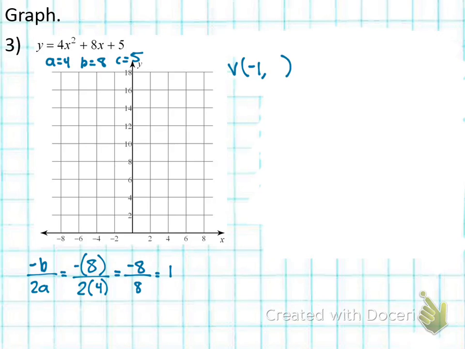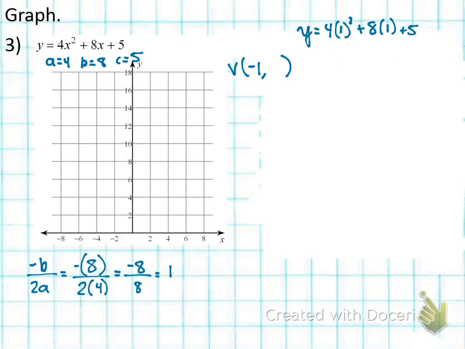You should take the equation y is equal to and plug it in. So it's going to be y is equal to 4 times 1 squared plus 8 times 1 plus 5, okay? So we got 1 squared is 1, times 4 is 4, 8 times 1 is 8, plus 5 is 17. We did something wrong here. Oh, I didn't put a negative sign there. Sorry about that. Let me fix this.